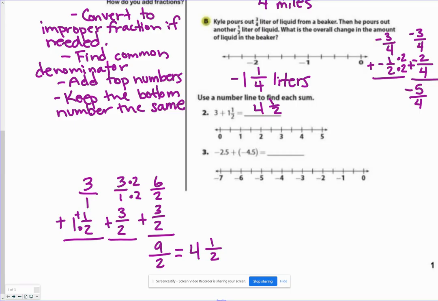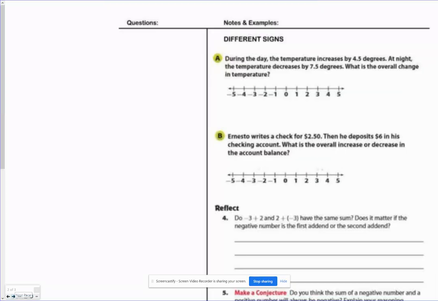All right, the next one, we line up our decimals. Negative 2.5 plus a negative 4.5. Bring your decimal down. Now when we add with the same signs, keep the sign. 5 plus 5 is 10. 4 plus 2 is 6. Plus 1 is 7. So our answer is negative 7. Don't forget, if you need to, pause the video. Moving on to the next problem.